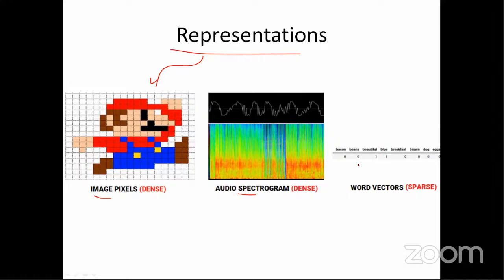When you come to text, the older representation is the one-hot representation, which is a sparse representation. Here the image and spectrogram are dense representations, but this is a sparse representation. That's why people moved to word embedding to get a dense, low dimensional, efficient representation.